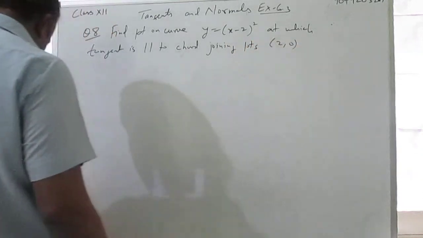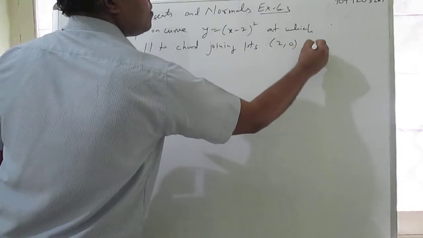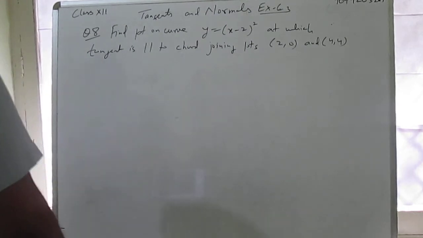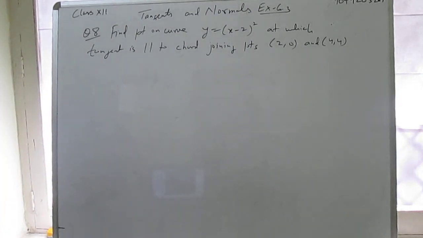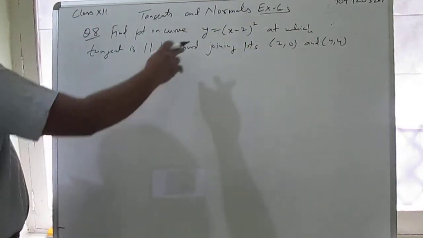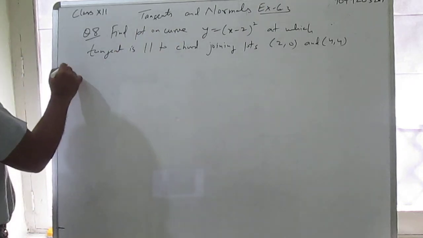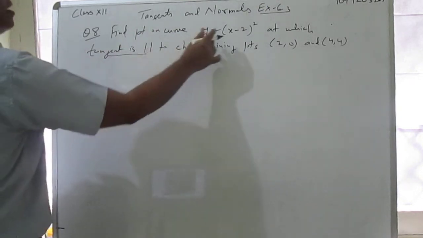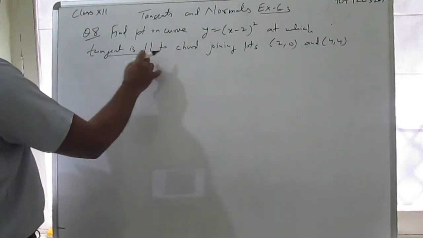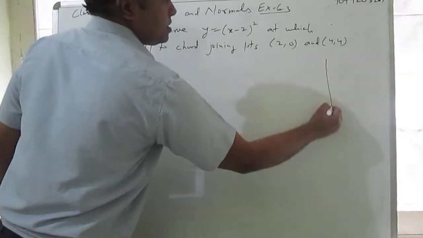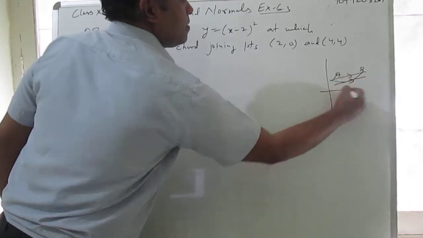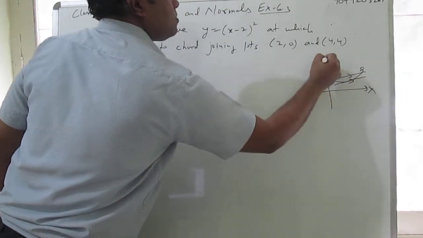The points are (2, 0) and (4, 4). Now, in this question, we see that the tangent is parallel to the chord. This is a chord AB, and this is a tangent. These are parallel.